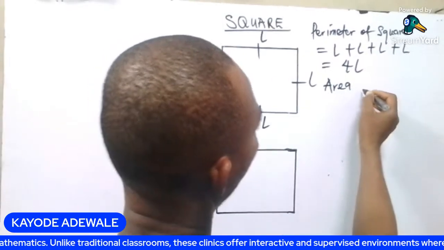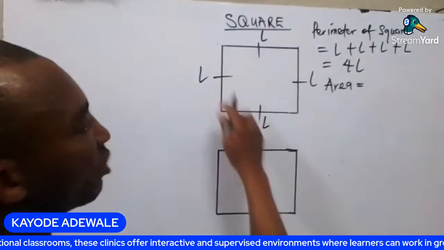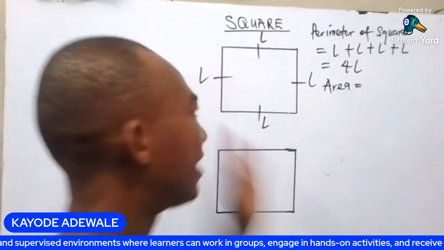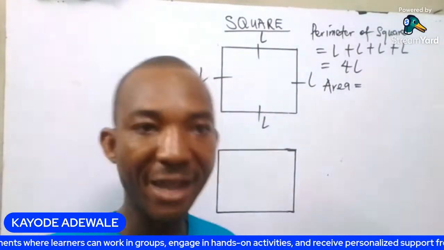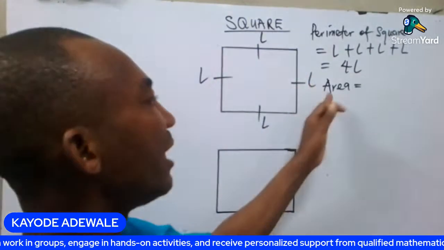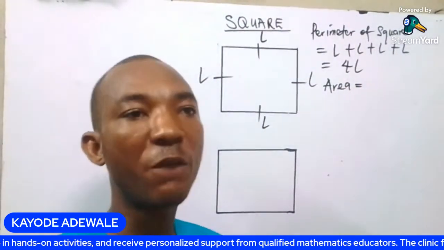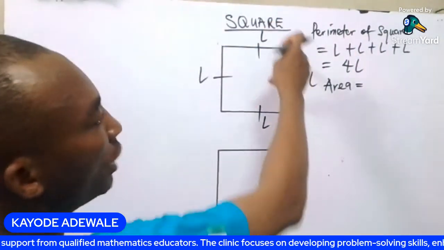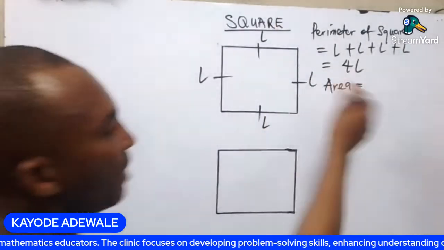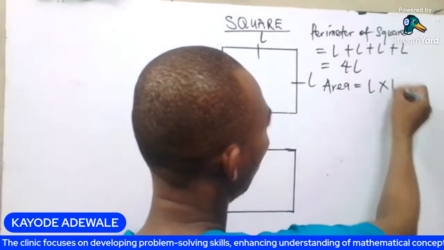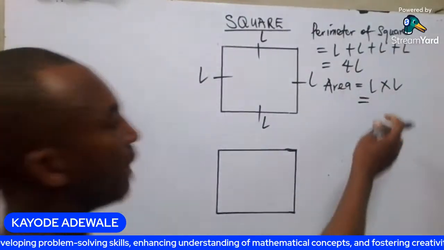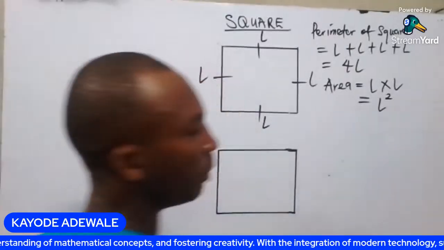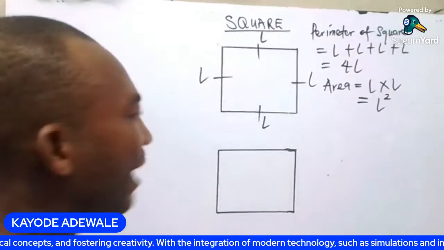Now let's move to area. Like I said, every square is a rectangle, but not all rectangles are squares. When we are looking for the area of a rectangle, we said it is length multiplied by breadth. This time around, for the square too, it will be L multiplied by L. So the area here is L multiplied by L. And in algebra, L multiplied by L is L to the power of 2. That is L squared.